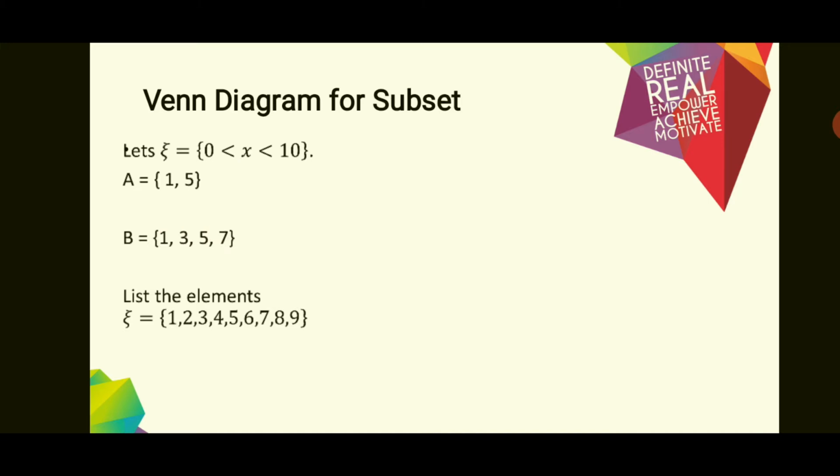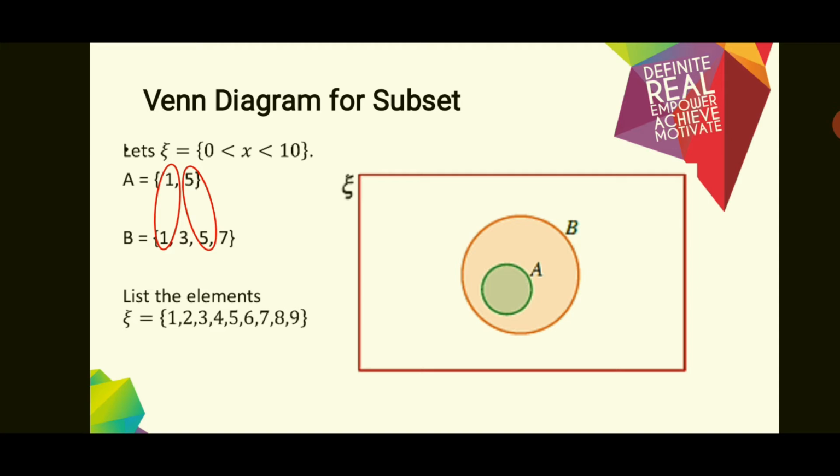The third type is the Venn diagram for subset. Let the universal set still be the same, and then A and B are listed there. Next, since every element in A is also an element in B, which means A is a subset of B, this is the Venn diagram for A subset B. A is inside B. So we put the elements of A inside A and the rest of the elements of B in there. And then the other elements, we put there.